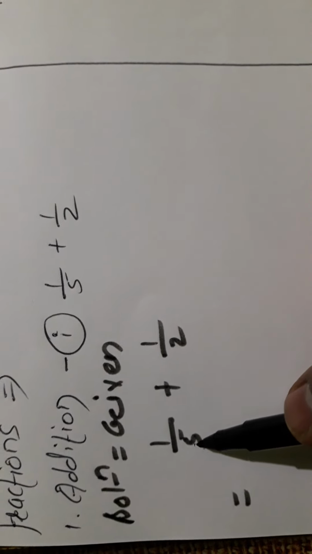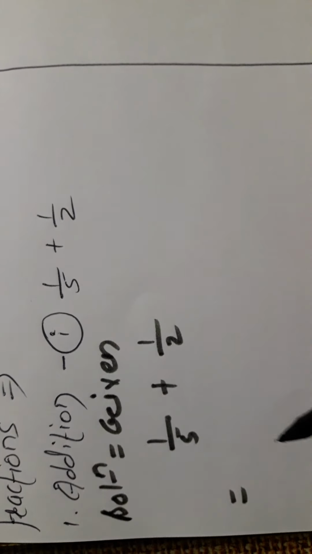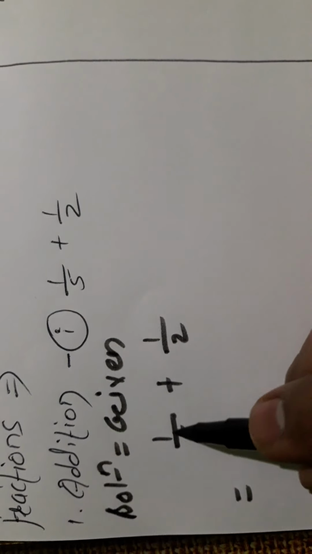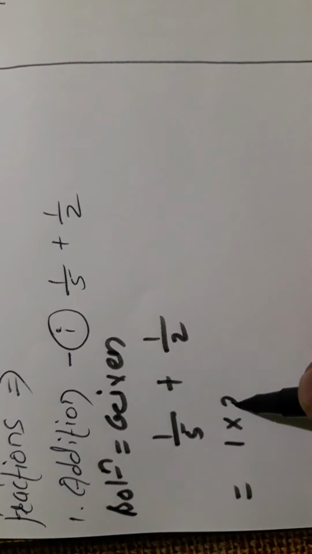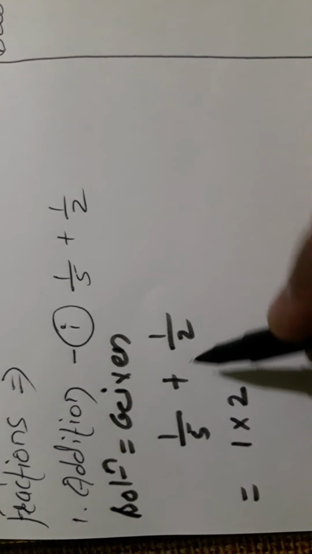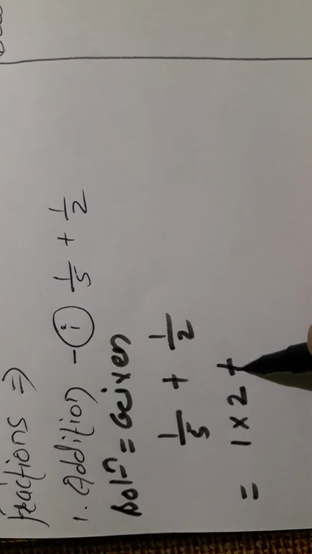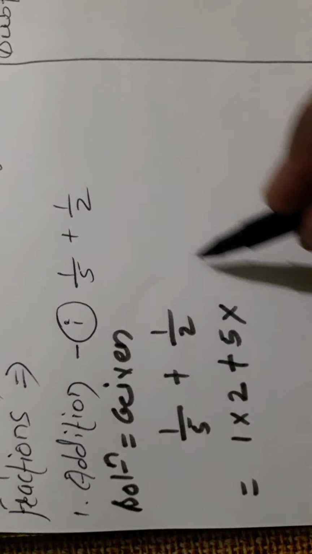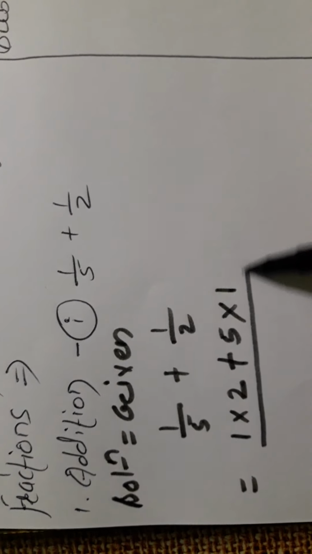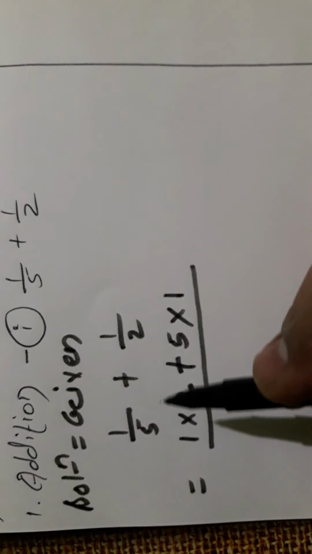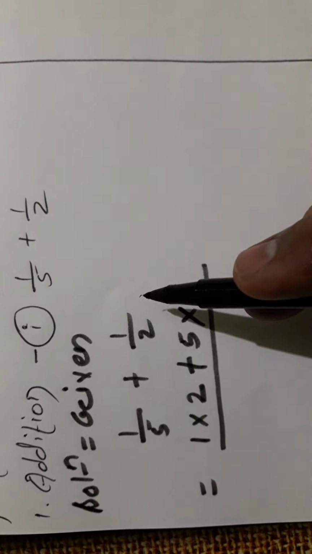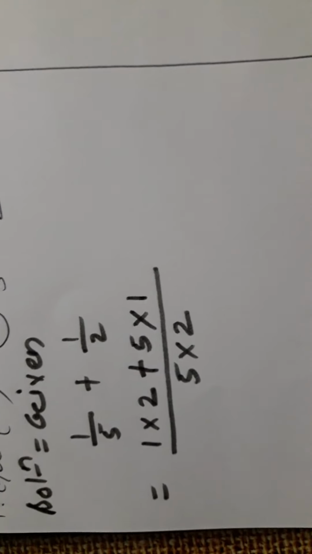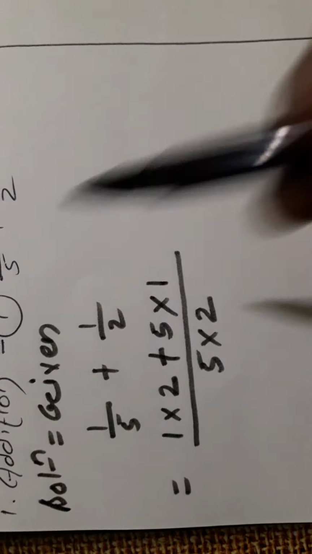Then after that, the denominator of the first fraction into the numerator of the second fraction. Now what to do? Look here: numerator of the first fraction into denominator of the second fraction. Into means multiplication. In between, what is the sign? Plus. Denominator of the first fraction into numerator of the second fraction, divided by, and this is very important, denominator into denominator. Look what I did. It's very simple, but try to understand.